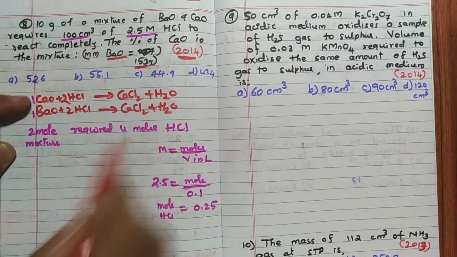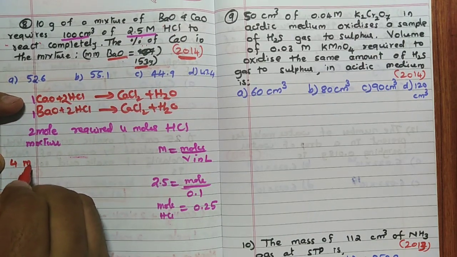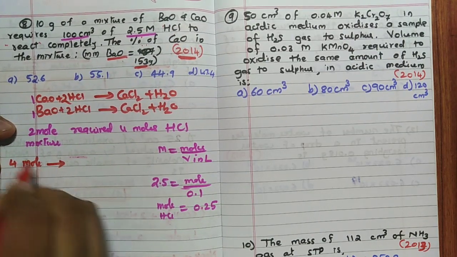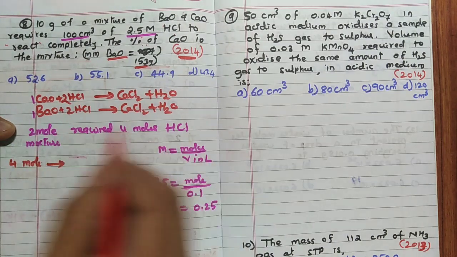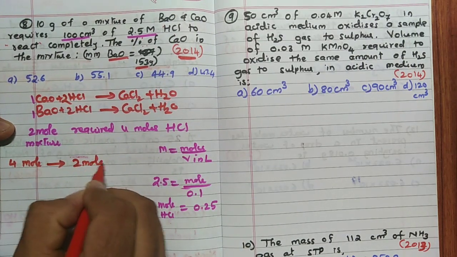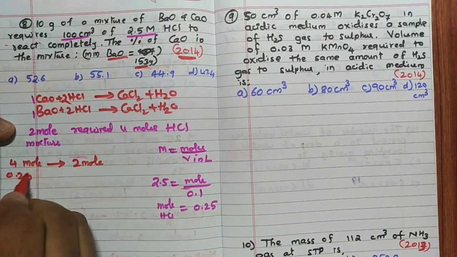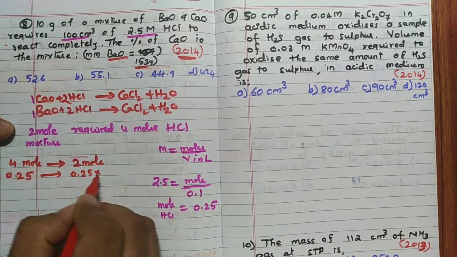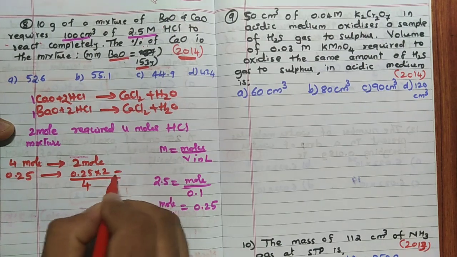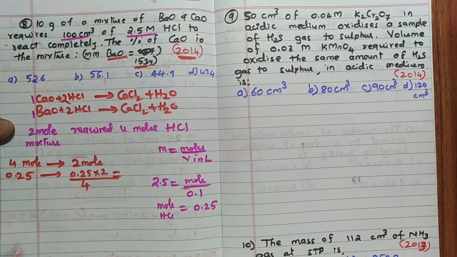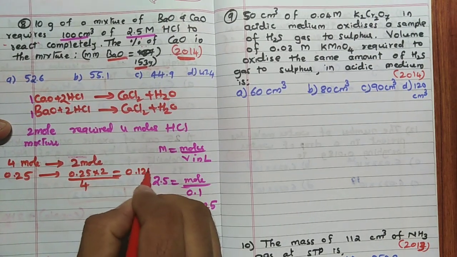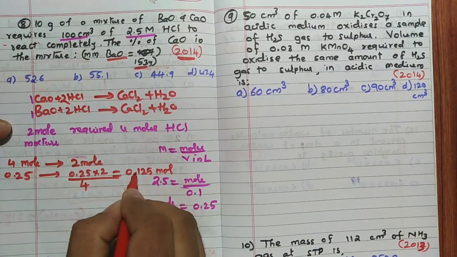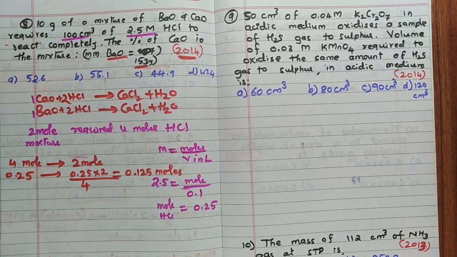Now what will I do? 2 moles required 4 moles. You can say it like this: 4 moles of HCl react with 2 moles of the BaO-CaO mixture. 0.25 moles react with how much? 0.25 into 2 divided by 4 is equal to 0.125 moles. If you calculate this, you will get 0.125 moles. Correct? That is the first part.